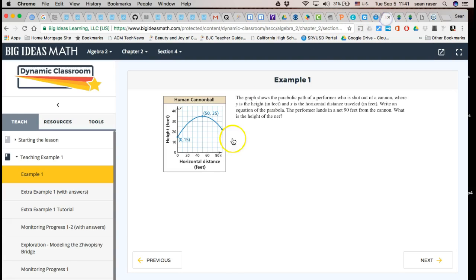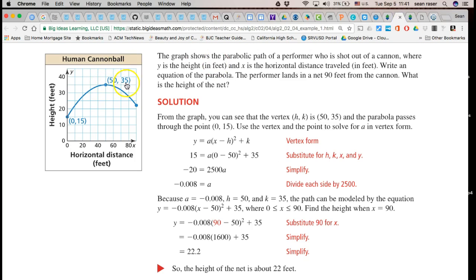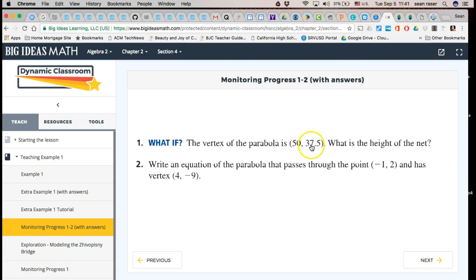What I want you guys to try right now is these two questions right here. For the first one, how would this change? What would the height of the net be if the vertex was at 50 and 37.5? So instead of 50, 35, what if it was 50, 37.5? I want to know what the height of the net would be if the vertex changed. Everything else is still the same. The x value is still 90, so you're still trying to find the height of the net at a distance of 90, but the vertex is different.